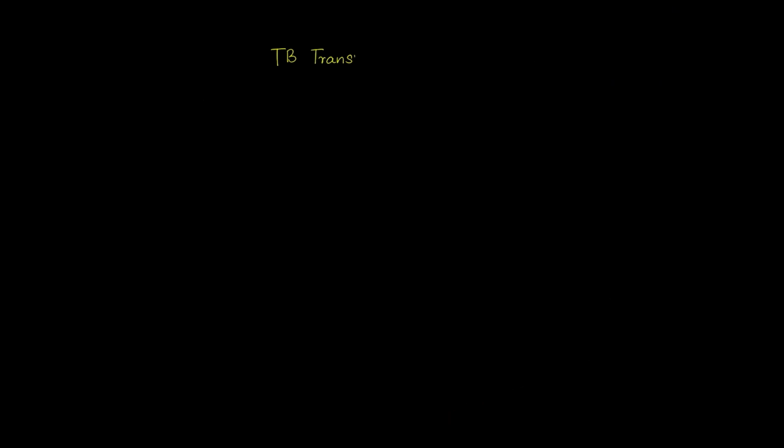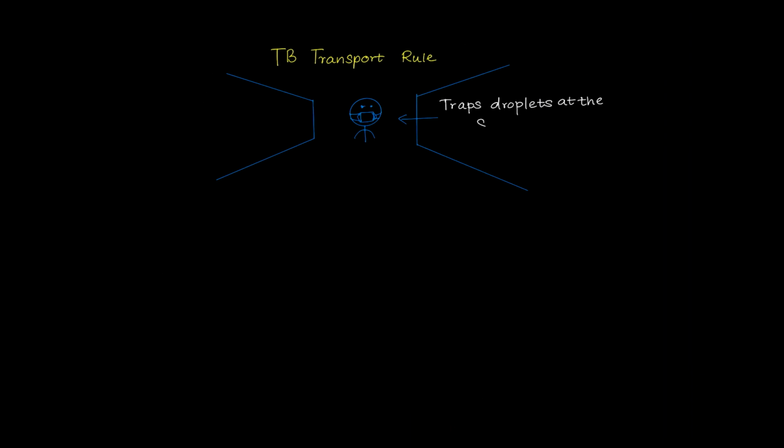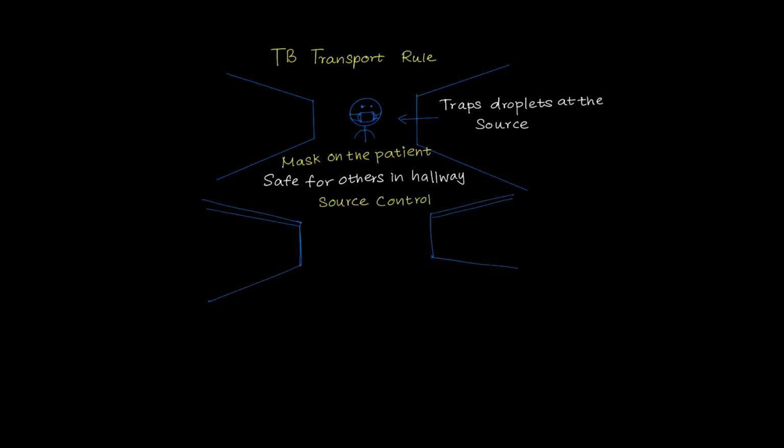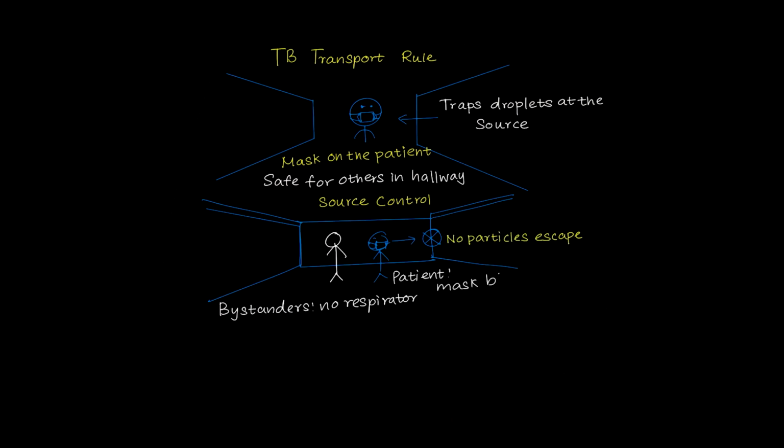TB patient transport has one golden rule, and it is the reverse of what students often guess. The mask goes on the patient, not on the staff in the hallway. A surgical mask on the patient traps droplet nuclei at the source, right where they are produced, so the particles never reach the air that others breathe. Transport staff wearing an N95 helps inside the negative pressure room, but during hallway transport the priority is source control. People in shared hallways are not wearing respirators, so blocking the bugs before they escape is how everyone stays safe.